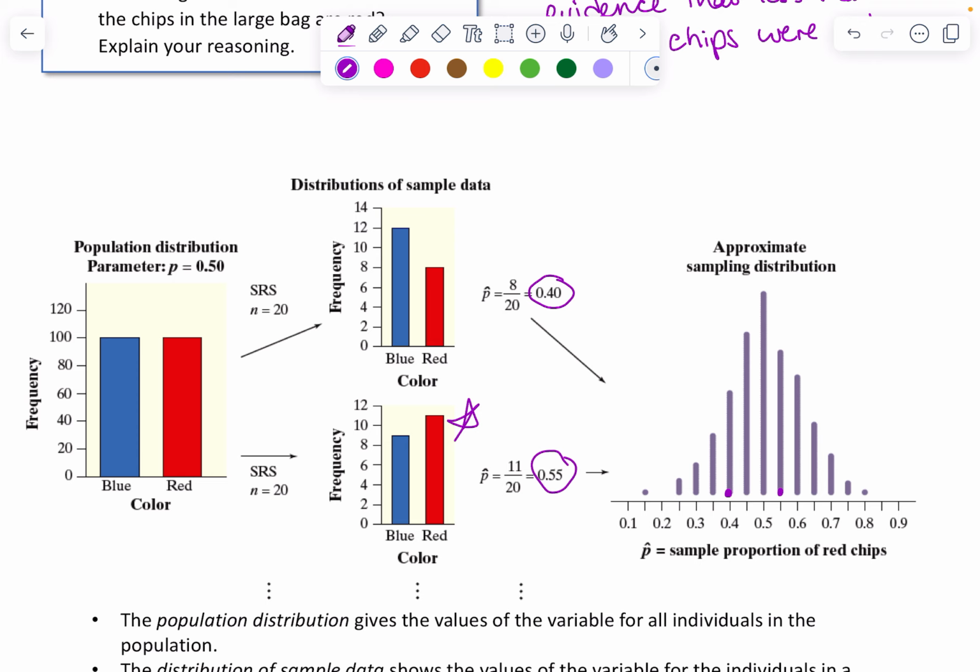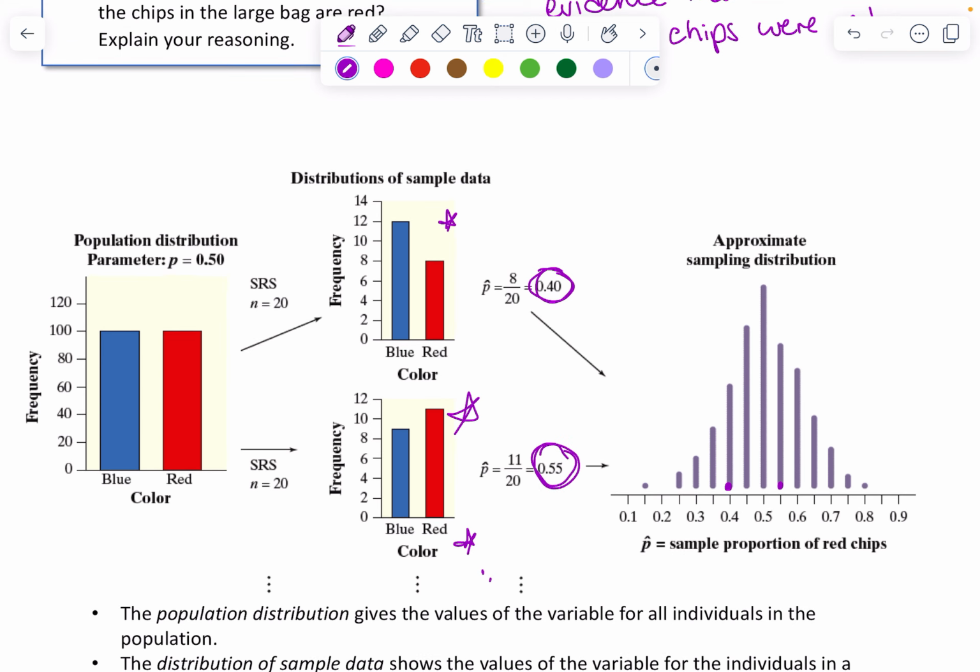Okay, but this is the idea. They did 500 different samples. So 1, 2, 3, up to 500 of them. They got all those sample proportions from each simulated sample and then put them in a graph. So that is what a sampling distribution is: all the possible samples, or a lot of samples, and their statistics in a graph.